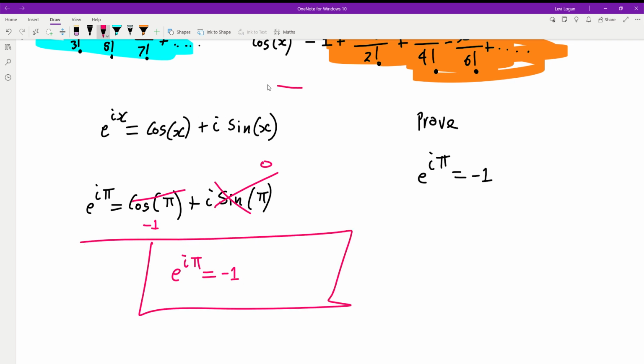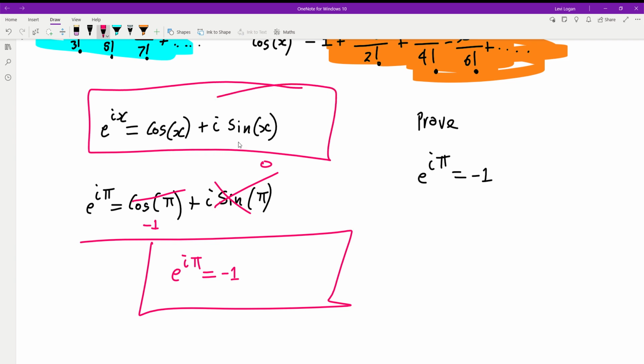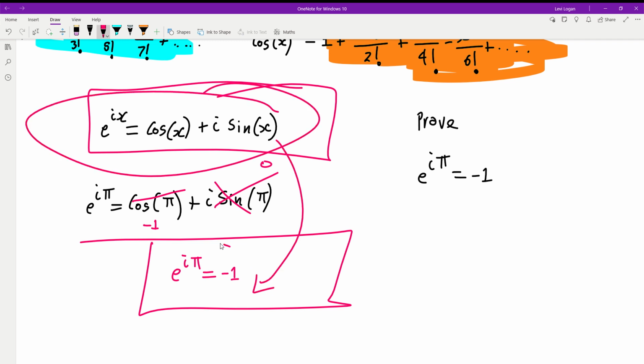It also proves this cool formula, which is Euler's identity. Actually, this identity is probably cooler than this one, because this one is just one extension of this thing. But anyway, that's what I'm going to put in the thumbnail.